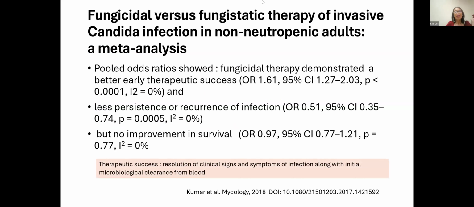This is a meta-analysis comparing the two antifungal therapies in non-neutropenic patients in ICU. The pooled odds ratio shows that fungicidal therapy demonstrated a better early therapeutic success, and also less persistence or recurrence of infections, if we're using fungicidal drugs versus fungistatic. But as a whole, there's no difference in terms of survival.